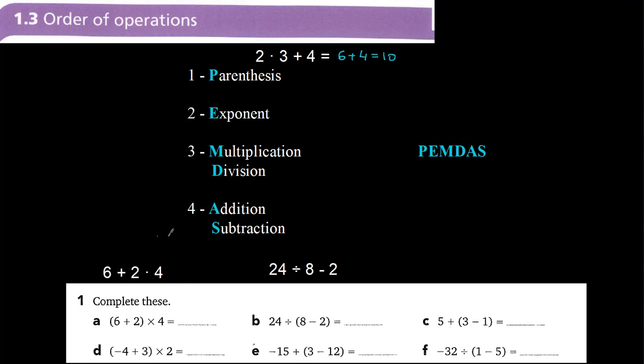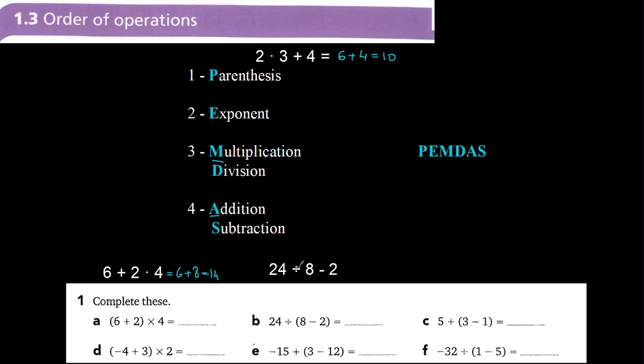Okay, now let's solve some exercises. Here, 6 plus 2 times 4. Which operation comes first, addition or multiplication? Multiplication comes before addition. We cannot say more important. I wanted to say that word. It is not more important. It is first; the priority is multiplication. So 6 plus 2 times 4 is equal to 6 plus 8, which is equal to 14.